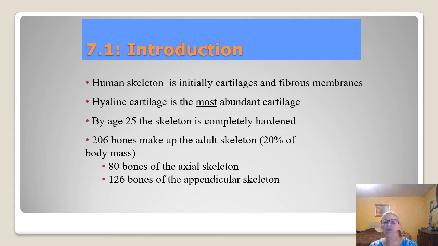By the age of 25, your skeleton is completely hardened, or it should be. We've got 206 bones that make up the adult skeleton, which is 20% of your body mass. So if that makes you feel any better, take 20% off your weight. 80 bones are for the axial skeleton, and 126 are for the appendicular. We're going to look at what the axial and the appendicular skeleton are.